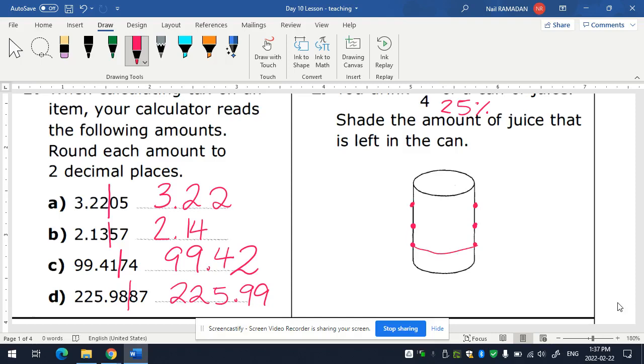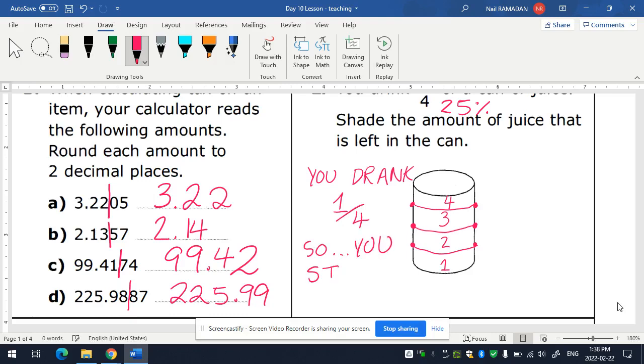Stage 1, stage 2, stage 3, and obviously stage 4. How much did you drink? You drank 1/4, which means you still have 3/4. That's it. You just need to shade 3 out of the whole 4 things.